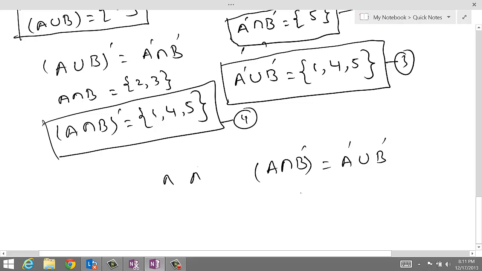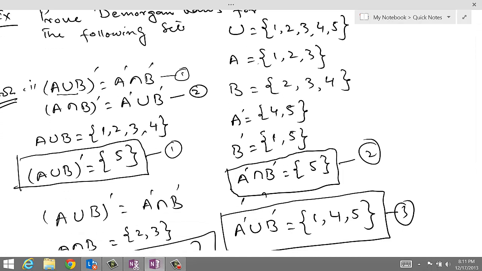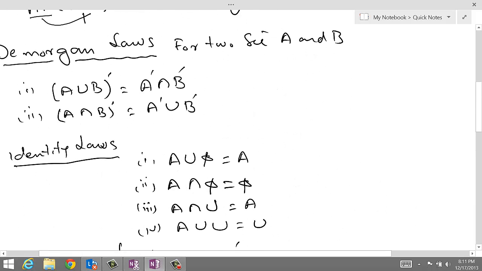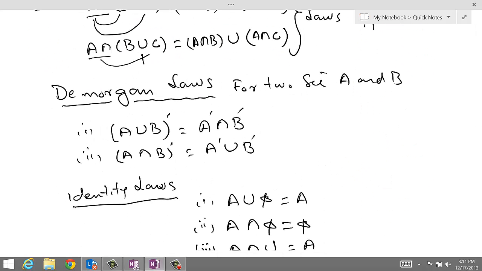In fact, all the laws which we have learned today will hold true for any pair of sets, doesn't matter what. That's why we come back to the basic definition of the laws, and we say that the set of laws which must remain valid while operations are being performed on sets is called the algebra of sets, and you can verify any of the laws for a given pair of sets. And we'll see you in the next video.